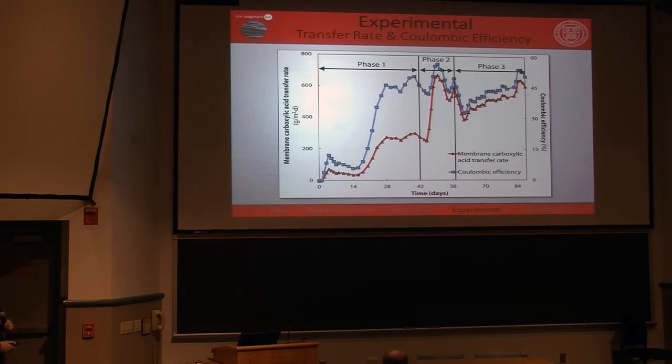So we're able to get a very high transfer rate of carboxylates, carboxylic acids, through the electrochemical separator membrane and harvest them. In comparison to the hollow fiber membrane that we had before, that was getting around 1 gram per meter squared day, in this system we're getting 500 times more. It's around 500 or 600 grams per meter squared day of carboxylic acid, and Coulombic efficiency right around 50-ish%.